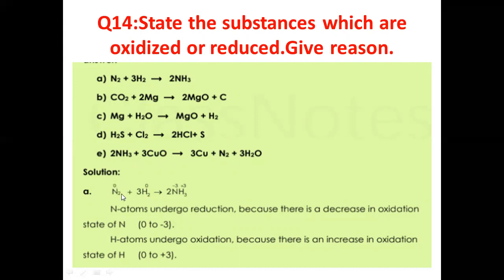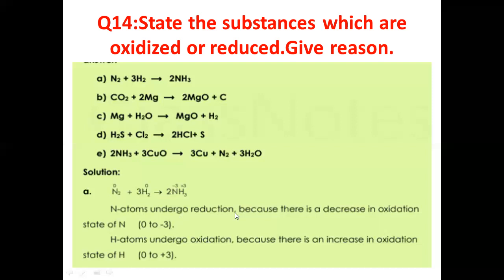According to the rules of oxidation state or oxidation number method, the elemental form of all the substances has zero oxidation state. So in elemental form, nitrogen is 0, hydrogen is 0. In ammonia, one hydrogen is +1. So we have 3 hydrogen atoms here, so +3, and definitely in order to make the molecule neutral, the oxidation state of nitrogen will be -3.